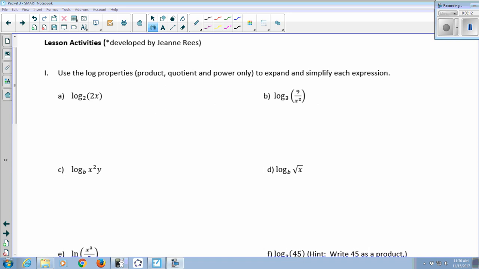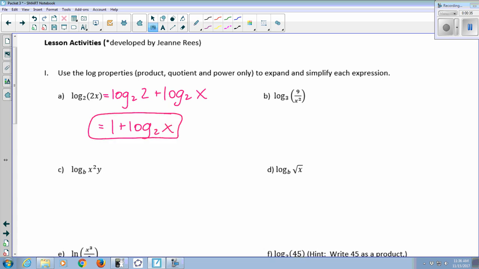So log base 2 of 2x, that's a product in the input. So I'm going to break that up into a sum of log base 2 of 2 plus log base 2 of x. And log base 2 of 2 is 1 because 2 to the first power is 2. So this is 1 plus log base 2 of x.